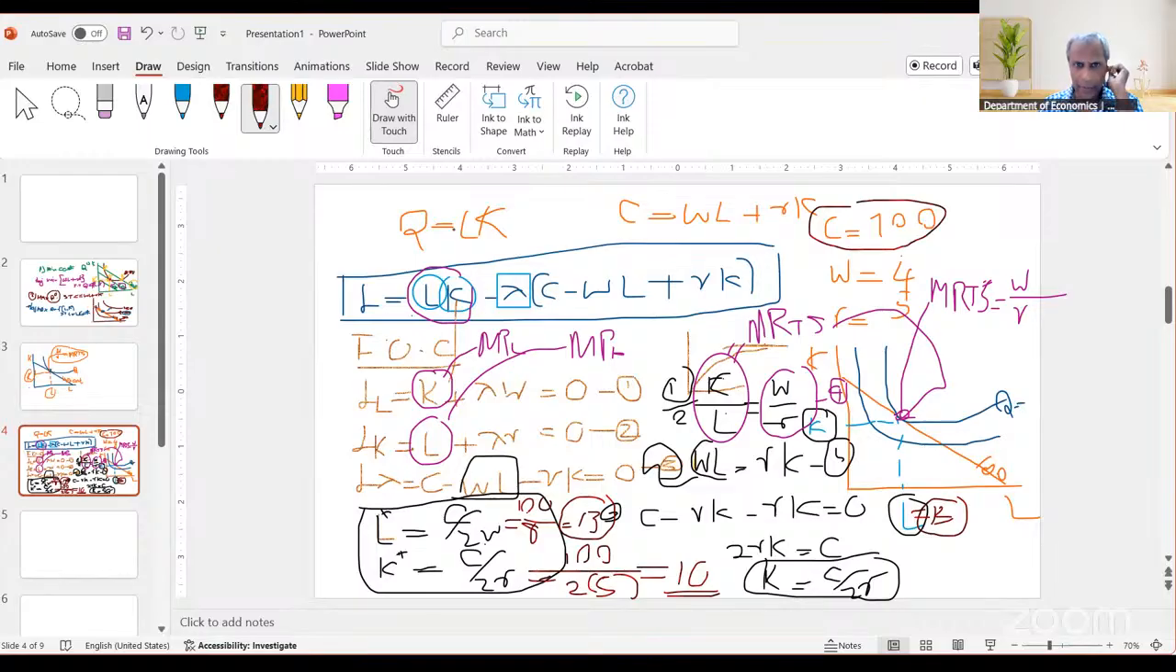With that you can find the maximum optimal amount of output produced, because you have the production function here. So there you can find Q equals 10 multiplied by 13. So 130 is the output you can produce. That is the optimal amount. If the exam questions come like that, I think you can do it.